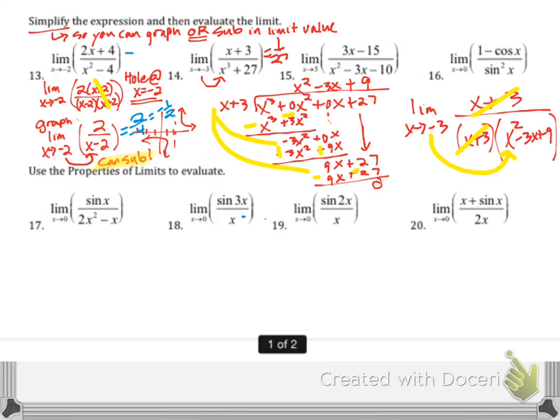That's the power of factoring. If you can get that thing that causes you to divide by 0, the factor that causes it to cancel, you are home free. Rough tough, that's a good one.